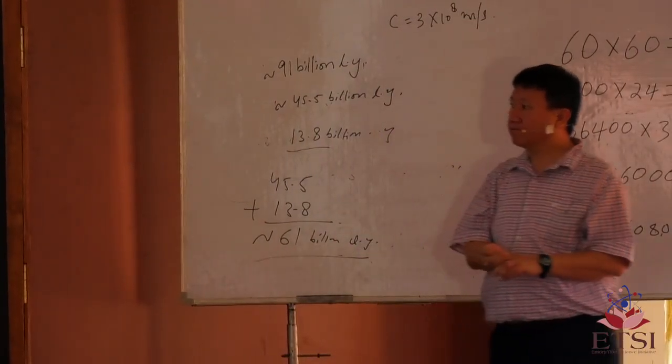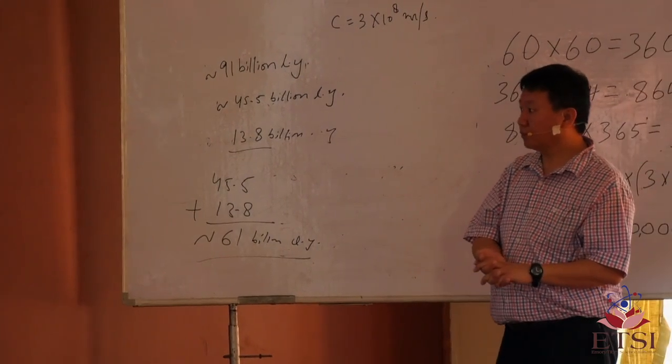So if we take the distance between this big galaxy and this our Milky Way galaxy, it's 2.5 million light years.